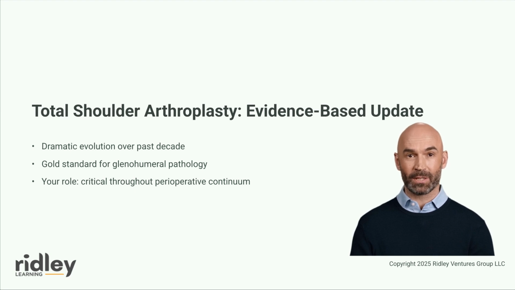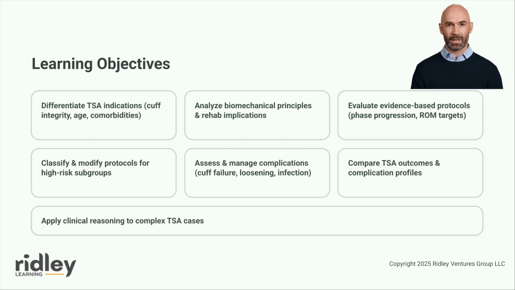However, optimal patient selection, surgical decision-making, and postoperative rehabilitation remain areas of active clinical investigation and debate. As rehabilitation professionals, including physical therapists, occupational therapists, nurses, and allied health practitioners, you play a critical role in the perioperative continuum from preoperative assessment and patient education through long-term functional restoration and complication prevention. This course will provide you with a comprehensive, evidence-based update on total shoulder arthroplasty rehabilitation, emphasizing contemporary clinical reasoning, protocol individualization, and management of complex patient populations.